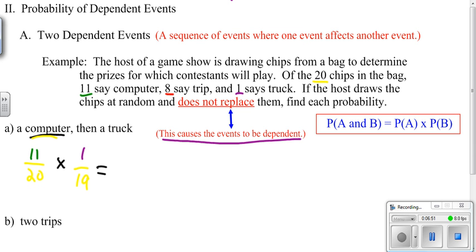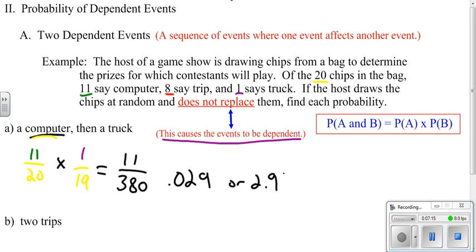So in this case, 11 twentieths times 1 over 19 is going to leave us with 11 out of 380. So in this case then, we could reduce that down. Well, I'll just say it in something else. In decimal form, it would be 0.029, or we could say 2.9%. There's a 2.9% chance that the chips will say computer, then truck.